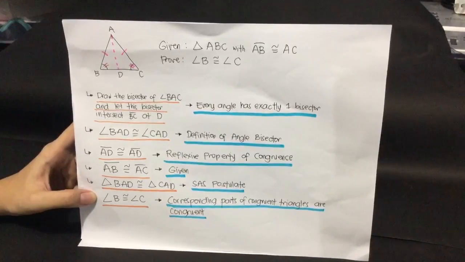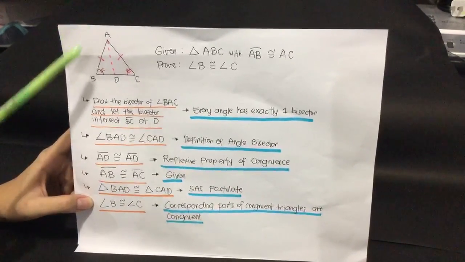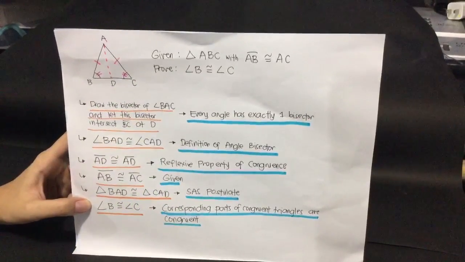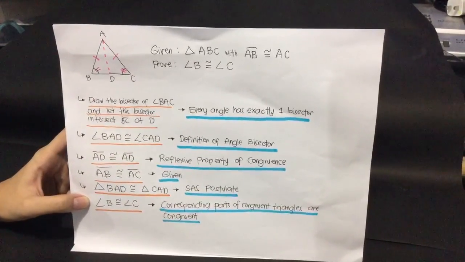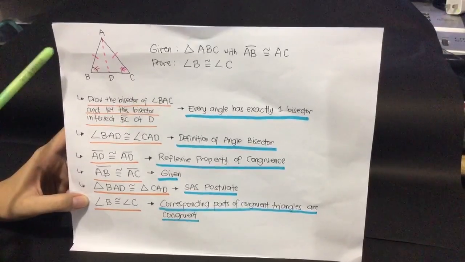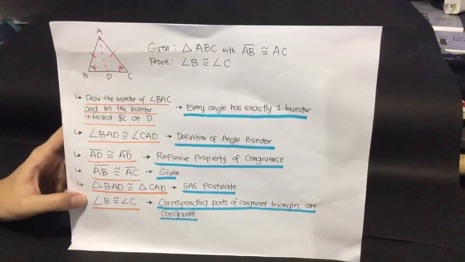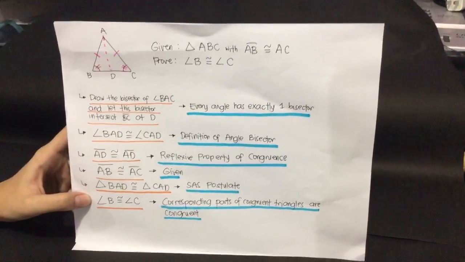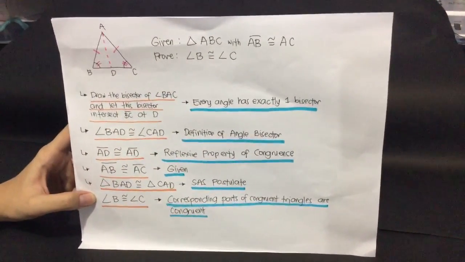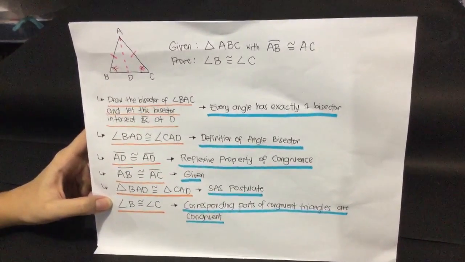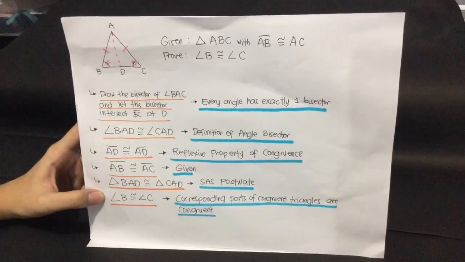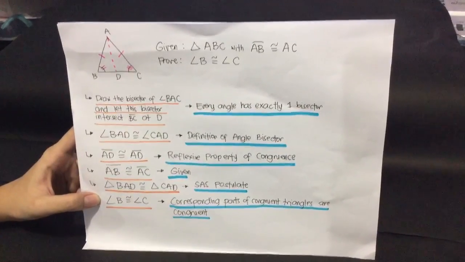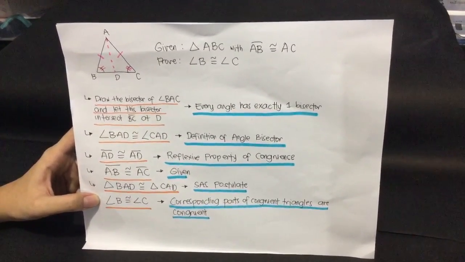Fourth statement: segment AB is congruent to segment AC, which is the given. Fifth statement: triangle BAD is congruent to triangle CAD, which is explained by the SAS postulate, which states that if two sides and the included angle of one triangle are congruent to the two sides and the included angle of another triangle, then the triangles are congruent.